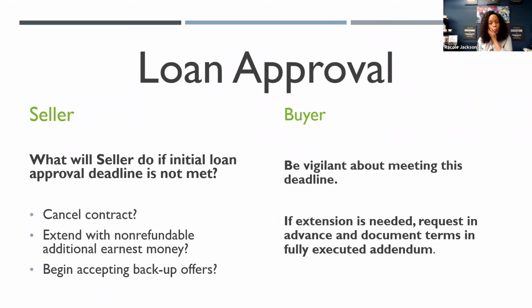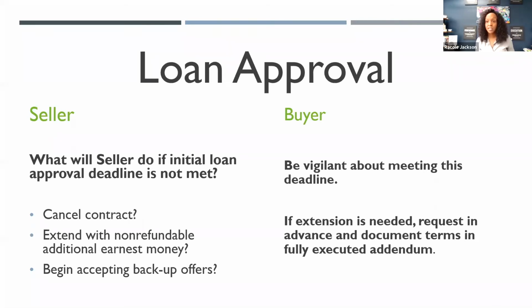So in this particular scenario, what will the seller do if the initial loan approval deadline is not met? Again, we're in a different climate right now. Is the seller going to cancel the contract? Is the seller going to extend the loan approval period with a non-refundable earnest money deposit? What does that mean? That means the buyer signs an addendum saying, seller agrees to give me 5 additional days. In the event that I do not receive the loan approval within 5 days, then I'm waiving refund of my escrow deposit.